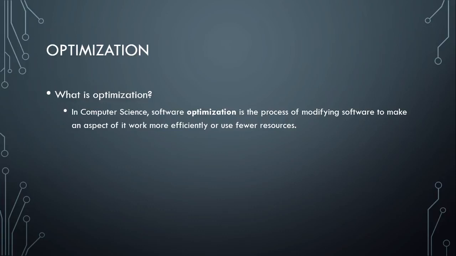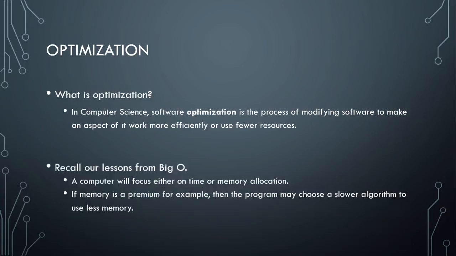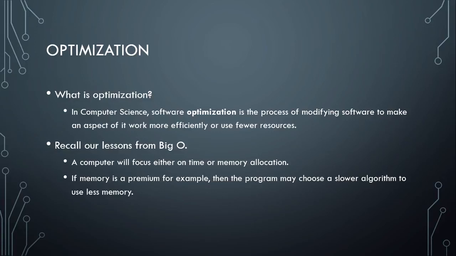So, optimization. Let's start by asking first, what is optimization? Well, in computer science, software optimization is the process of modifying software to make an aspect of it work more efficiently or use fewer resources. If you recall our lessons from Big O, a computer will either focus on time or memory allocation. Can't really do both. You can try, but always something has to give more than the other. So, for example, if memory is at a premium, like you don't have a lot of storage or onboard memory, then the program may choose a slower algorithm that's going to use less memory.